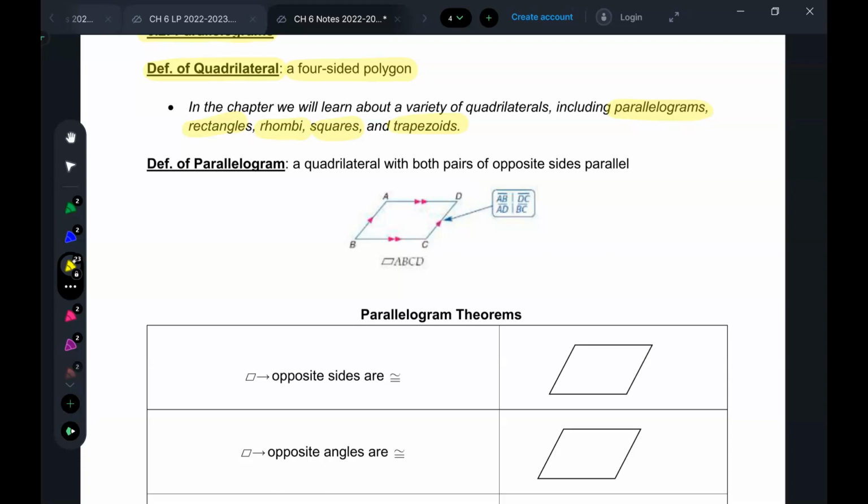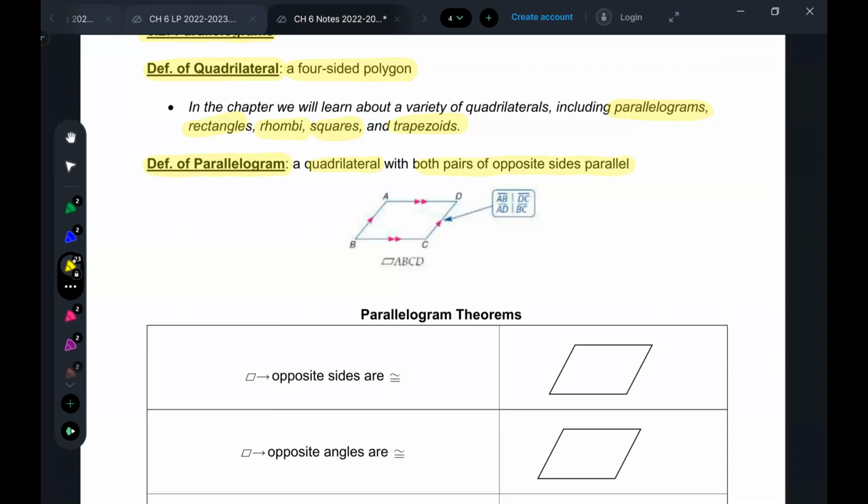We're only going to work with parallelograms today. All right? Okay, so first we'll start with the definition of a parallelogram. First of all, it has to have four sides, so it's a quadrilateral. Both pairs of opposite sides are parallel.